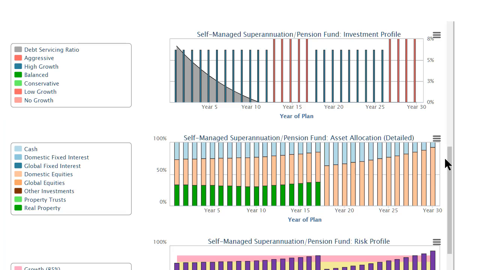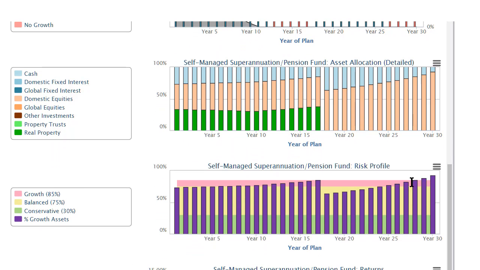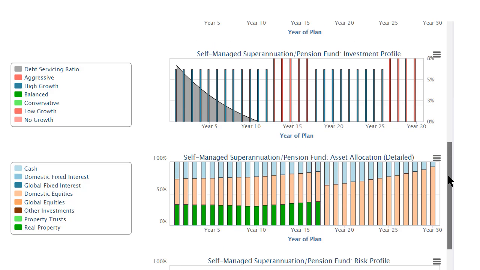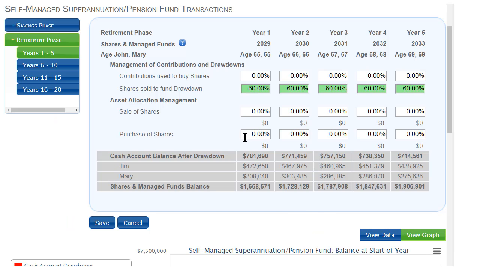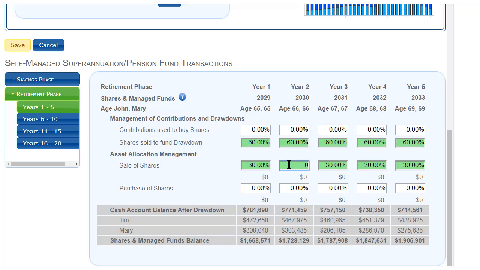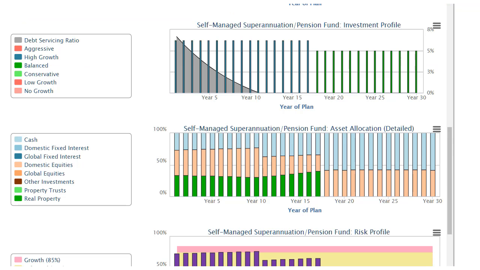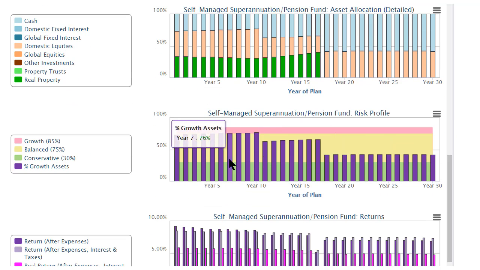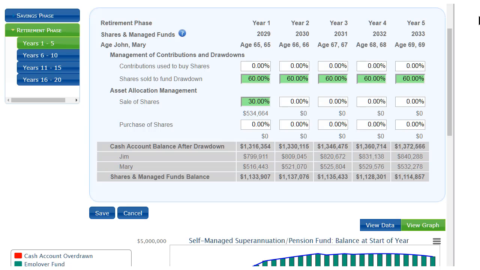The graphs for the investment profile, asset allocation and percentage of growth assets give a clear picture of the fund over the length of the plan. The fund is currently showing an aggressive investment profile in the midsection of the plan and for the last few years. The percentage of growth assets can be rebalanced by selling shares and managed funds. To increase the fund's defensive assets, 30% of shares and managed funds are sold in the first year of retirement. Now the investment profile is reduced from high growth to balance for the latter part of the plan.